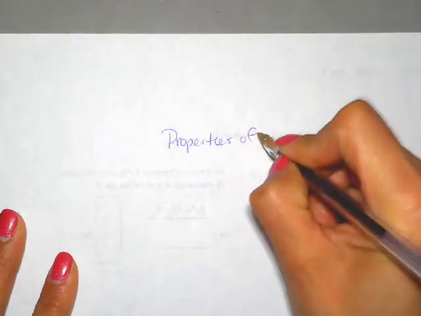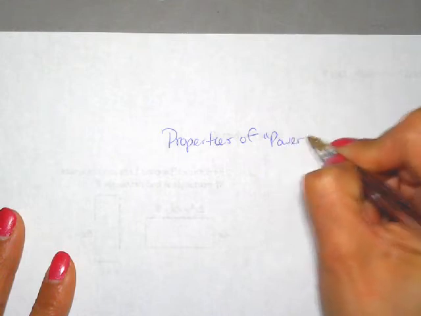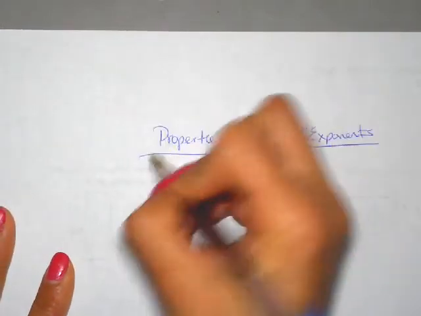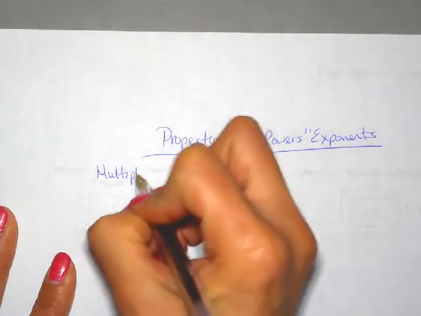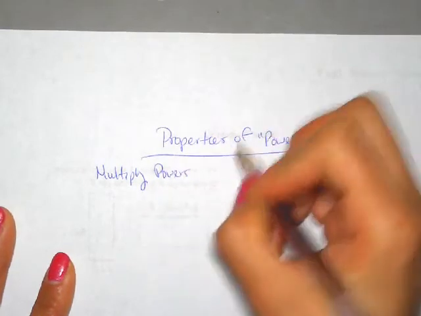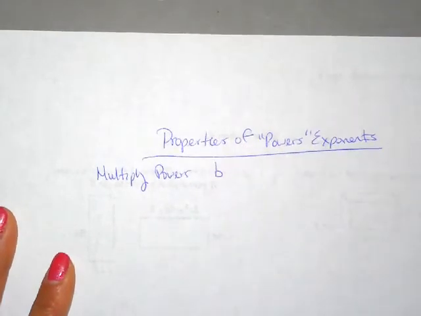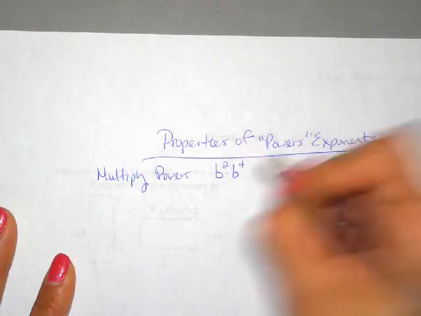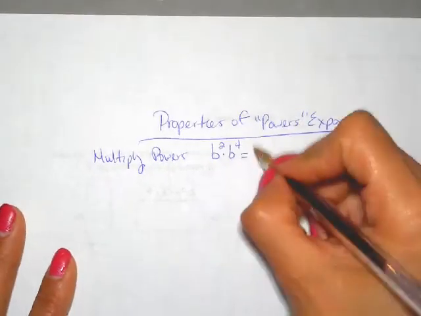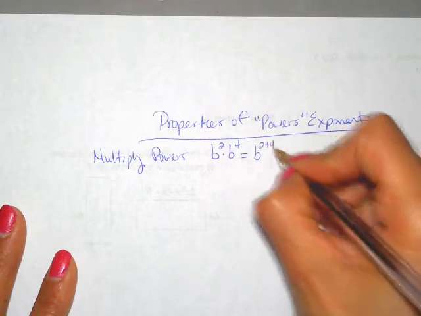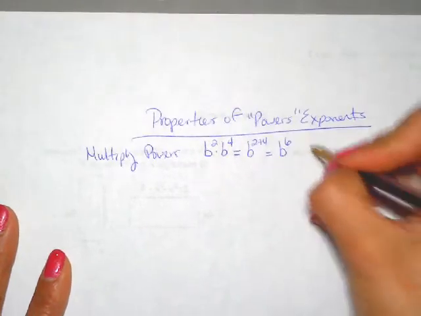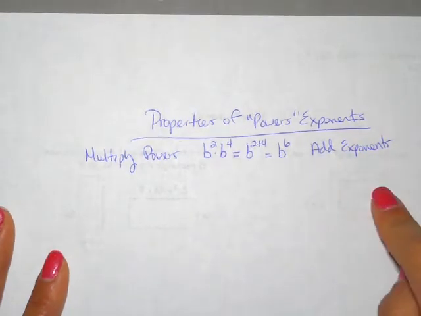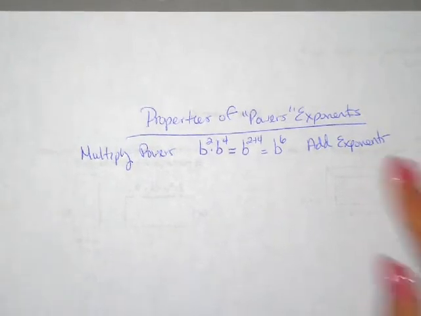Properties of powers, which are exponents. We're going to be using this one a lot when we multiply powers, meaning we have a variable with an exponent times another variable, which is the same variable, but with a different exponent, even if it was the same. When we are multiplying variables, we add their exponent. That's the shortcut. So add exponents. That's the one we're going to be using a lot today in this assignment.